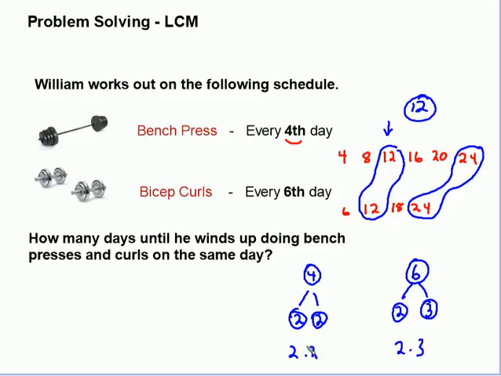Now let's look at this. Which one has the greatest number of 2's? 4 does, with 2 of them. And which one has the greatest number of 3's? 6 has the greatest number of 3's with 1 three. So we'll come over here and we'll multiply this by 3. Let's put them together. 2 times 2 is 4, times 3 is 12. So the least common multiple should be 12, and it is.